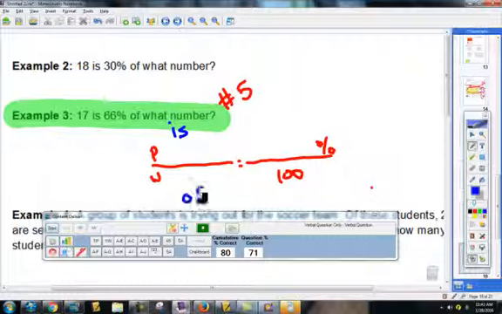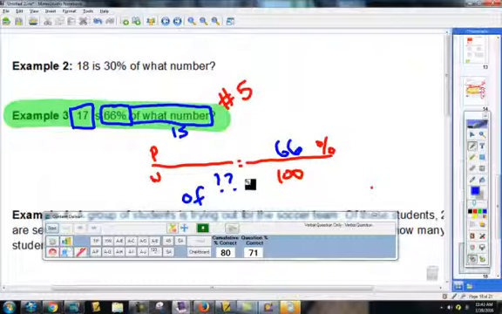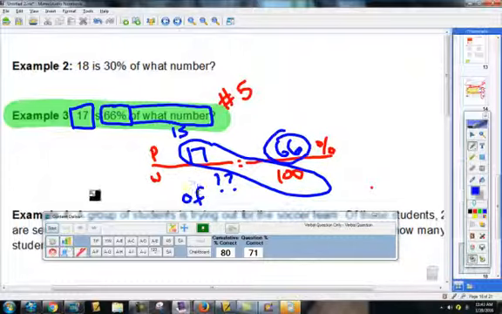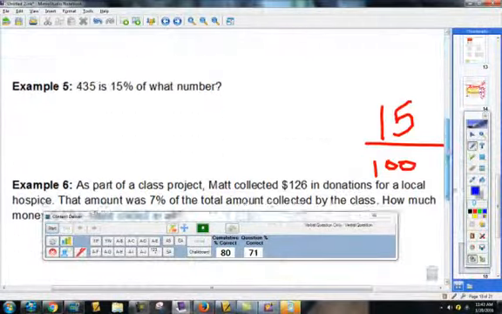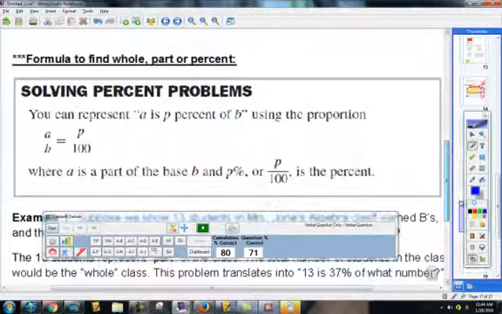Now, this one's a little bit confusing. Obviously, the percent is easy to identify, right? Whenever you see the percent sign, that's easy. But when I look at 17, it doesn't have an is or an of in front of it. But here's what it does say. It says of what number? So aren't we trying to figure out the whole? Yep, because we don't know. We're saying of what? We don't know what the of is. So we know that 17 is the part. We're going to cross multiply, and then we are going to divide, and that is going to give me 25.75. Okay? Everybody go with that?